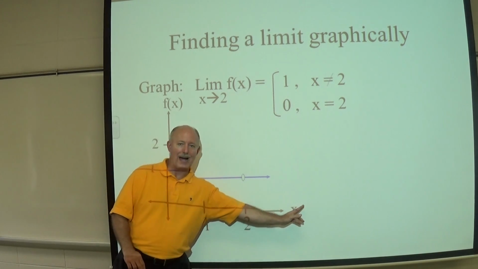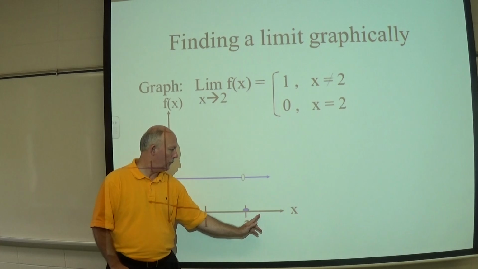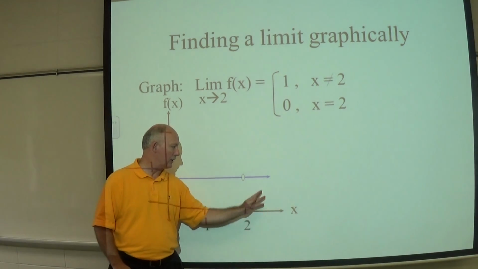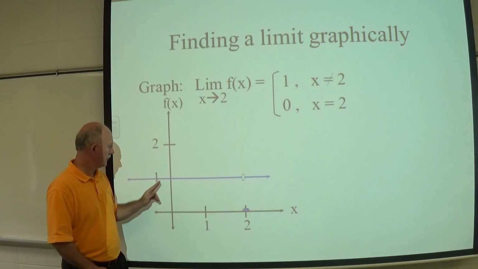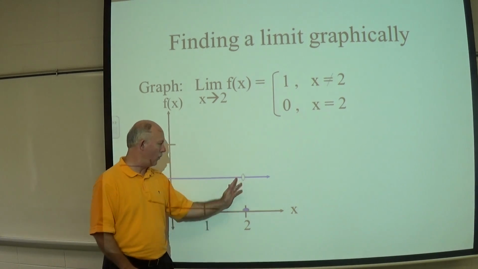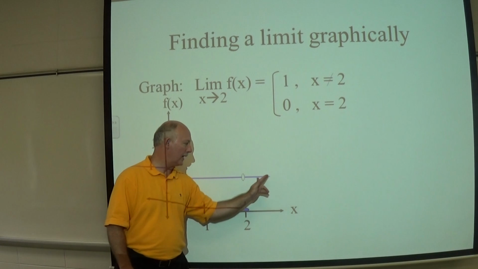Now coming from the right-hand direction, as we approach 2, we get closer and closer to 2 from the right-hand direction. Well, from the right-hand direction, y is always 1. So approaching from the left-hand direction, y is always 1. Approaching from the right-hand direction, y is always 1.